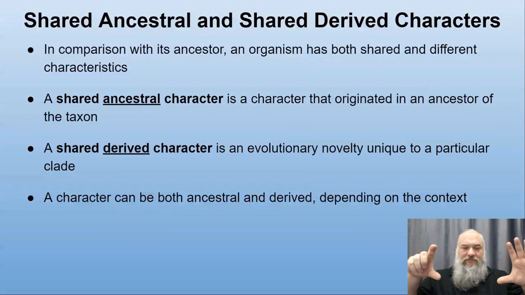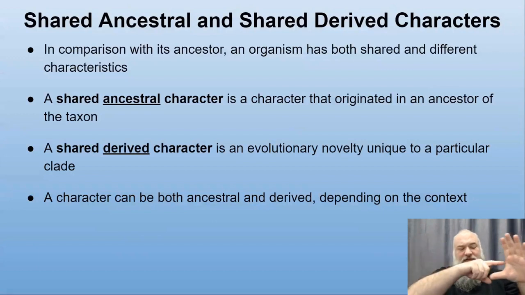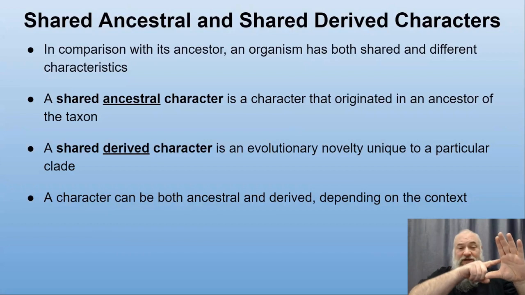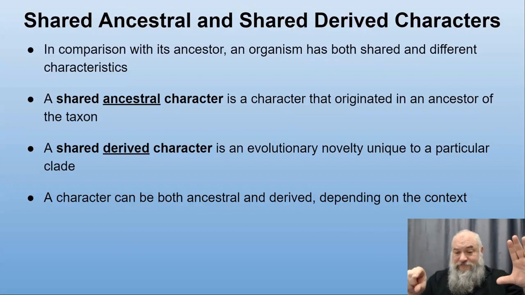So within this big clade that had the ancestor back here, we have all these things here. Well, these two may have something new. Maybe they developed a third eye. This one didn't have 3 eyes. These ones didn't have 3 eyes, but these 2 developed a third eye. So that third eye would be a derived character. Okay.